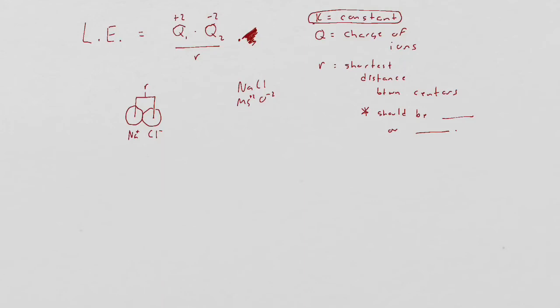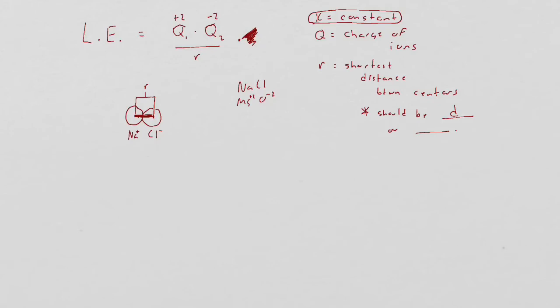For some reason, the textbook calls this R, which is the shortest distance between two centers. In my opinion, it really should be D for the diameter of one circle, or just D for the distance between the nuclei of the two atoms in the crystal lattice. Something like that. But it's basically the distance from this point to this point, whatever that value is.